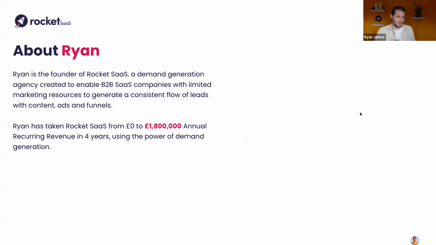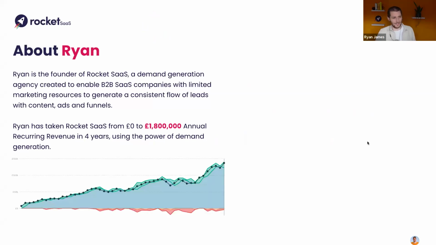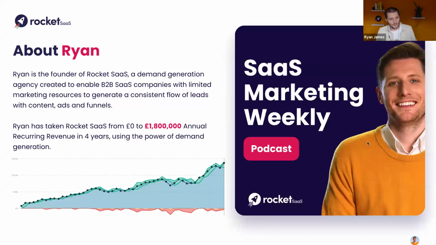So before we get into that, I'll tell you a little bit more about me, your host, and then we'll do a slide on Jamie as well. But I'm the founder of Rocket SaaS. So we are a marketing agency for B2B SaaS companies. I've bootstrapped it from nothing to 1.8 million in annual recurring revenue. And if you ask me what was the number one thing that drove that growth, I would say demand gen, without a doubt. So we're going to get into how Rocket SaaS have done it and how you can do that kind of thing too.